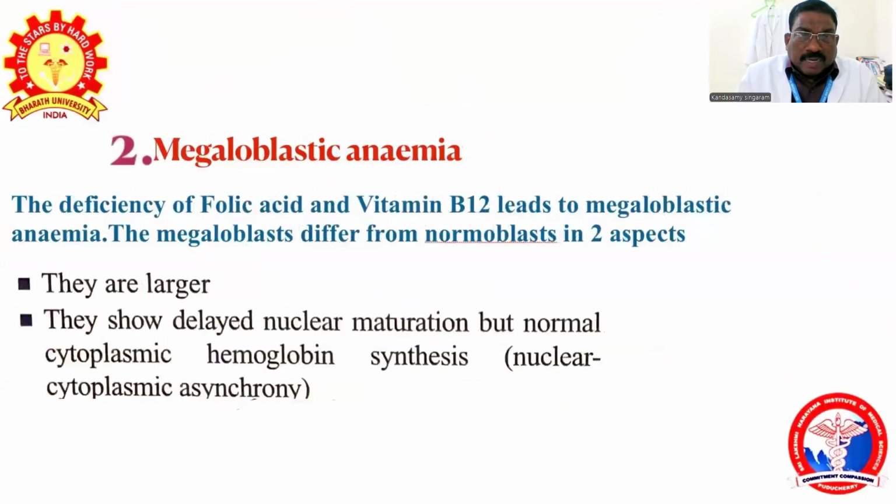The second is megaloblastic anemia. The deficiency of folic acid and vitamin B12 leads to the condition called megaloblastic anemia. Megaloblastic anemia differs from normoblastic in two aspects. The first one is size. They are larger. They show delayed nuclear maturation, but normal cytoplasmic hemoglobin synthesis.